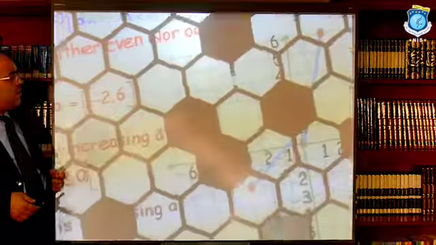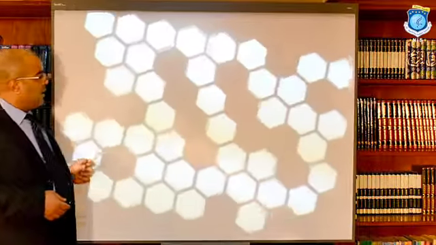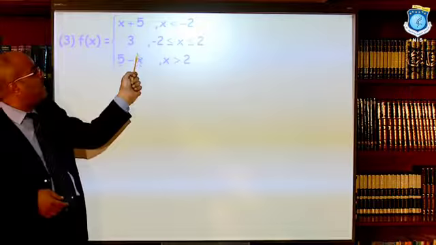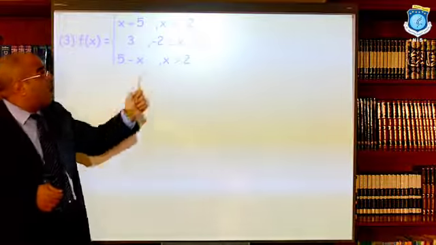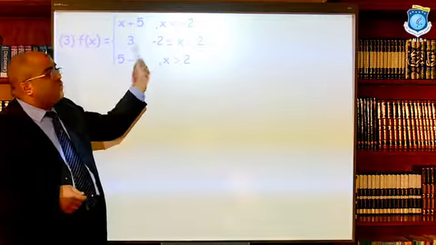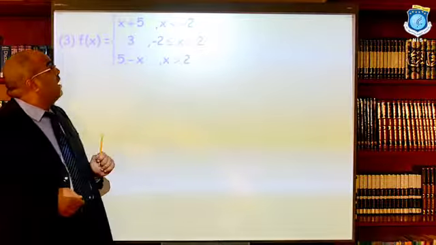Let's see another example. Now, we have a function defined by three different rules. And the boundary points here are negative 2 and 2.